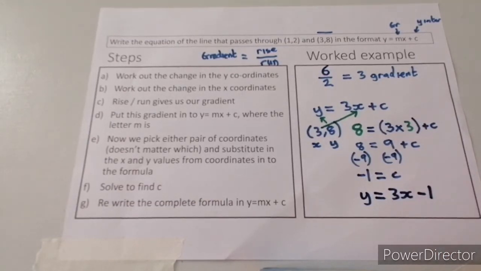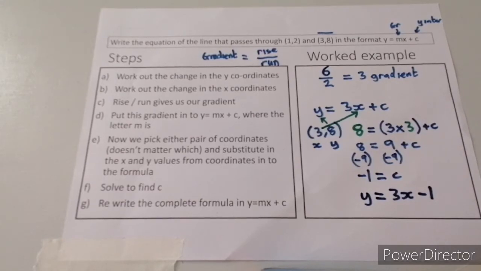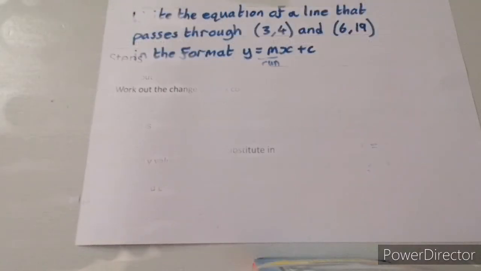I'm going to put another practice question up on the screen now for you to try. Please write the question down, pause the video, and then we'll go through the worked examples. Okay, so the question this time is, can you write the equation of a line that passes through 3, 4 and 6, 19 in the format of y equals mx plus c. So if you pause the video now, have a go at the question, and then I'll work through the answers.